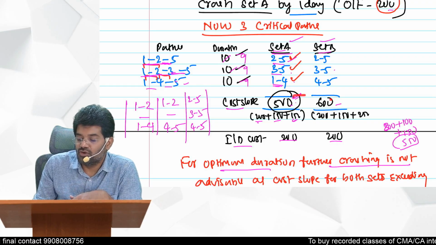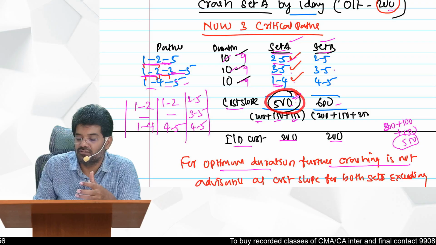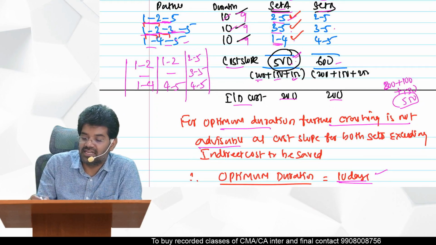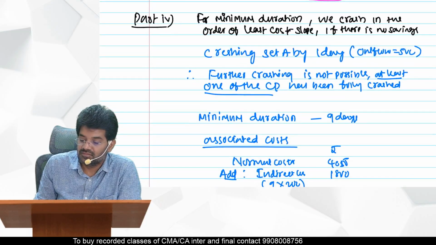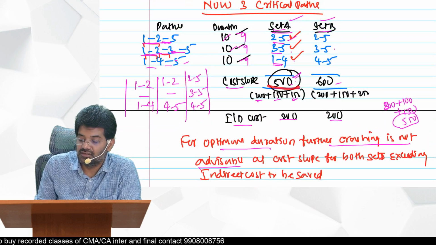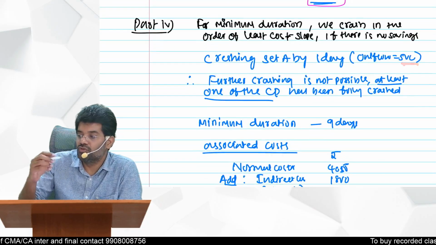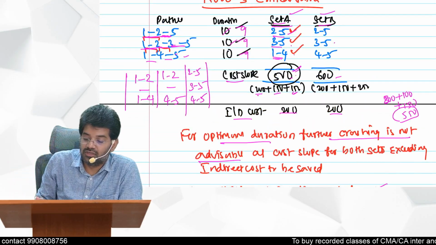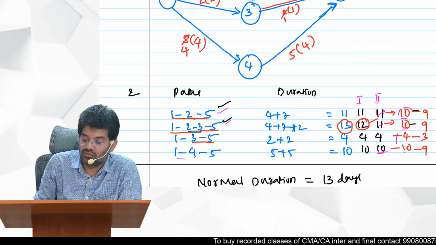So out of these two, which one can you prefer now to achieve minimum duration? You can prefer this one because you have the least cost now. So now what you do is crash this set A by 1 day. Crashing set A by 1 day. What will be the outflow for this set? 500. So now you should go to the diagram and crash all these again. Which ones? 2 to 5, 3 to 5 and 1 to 4. 2 to 5.